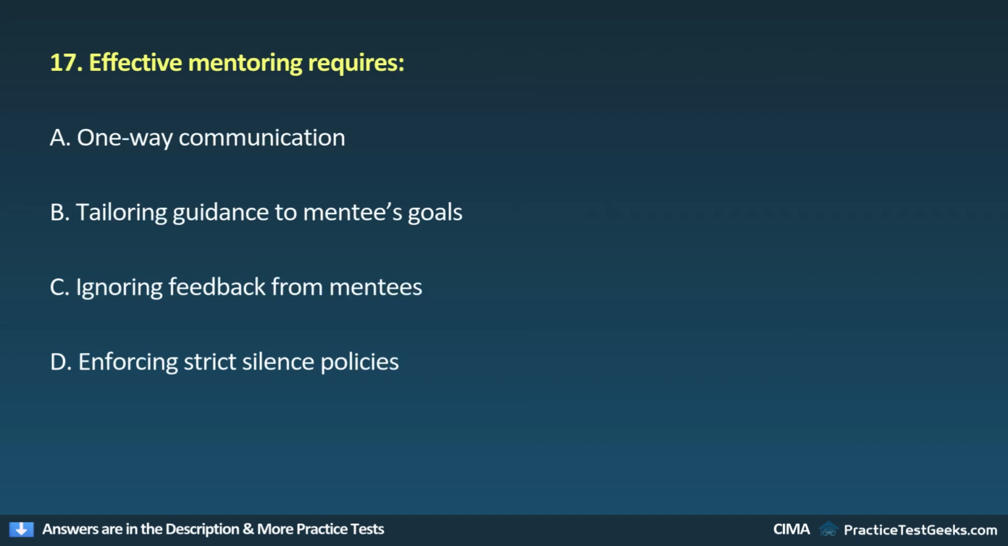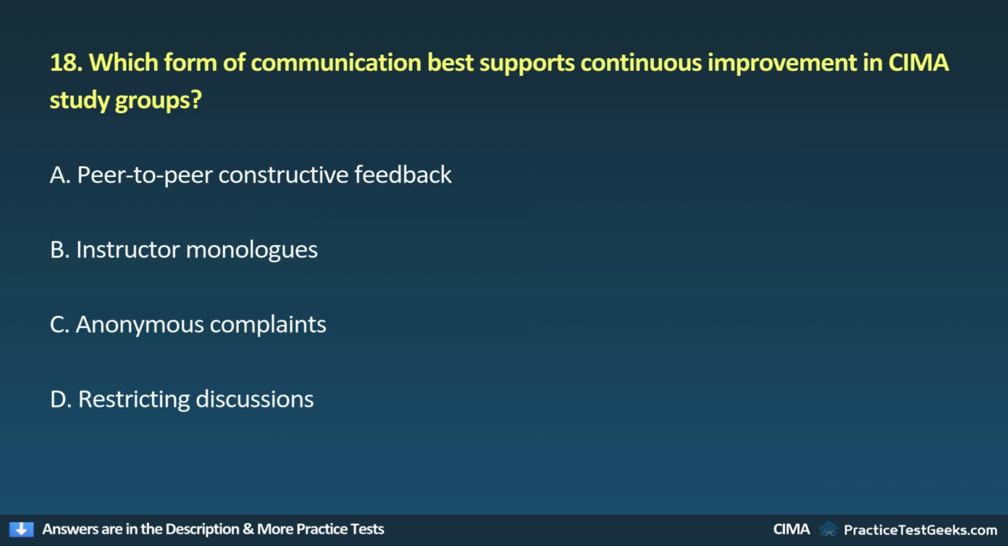17. Effective mentoring requires A. One-way communication. B. Tailoring guidance to mentees' goals. C. Ignoring feedback from mentees. D. Enforcing strict silence policies.